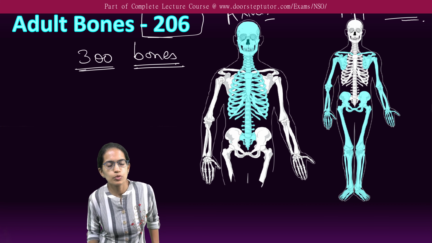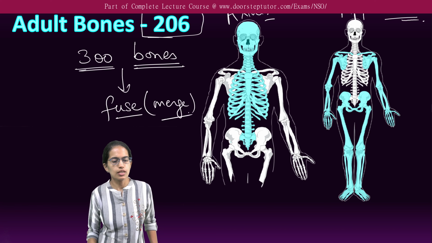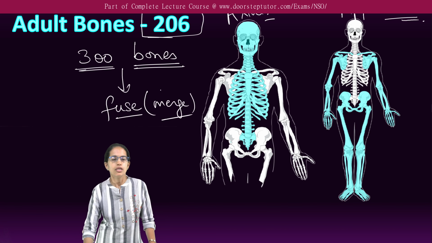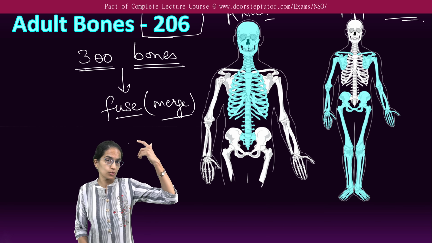Why does the number of bones decrease? Because there are numerous bones which fuse, or I can say which merge together to form a single bone, and therefore the number of bones decreases as a person grows old.